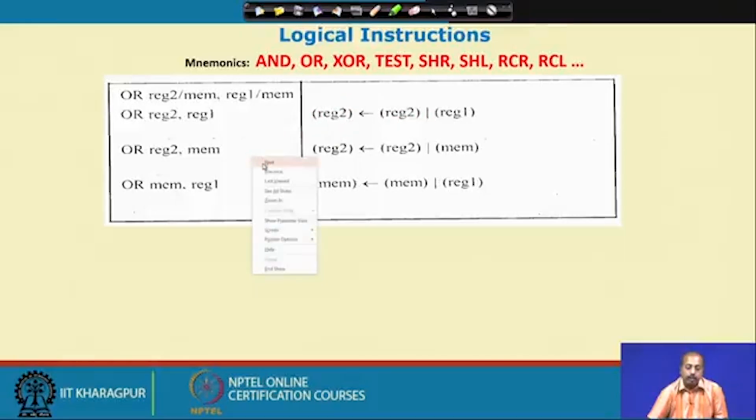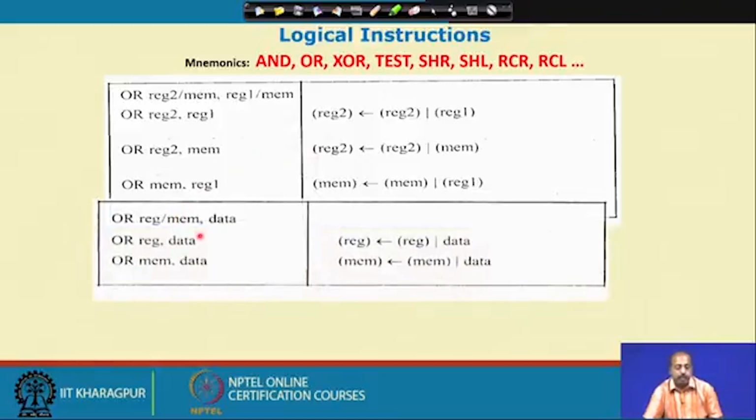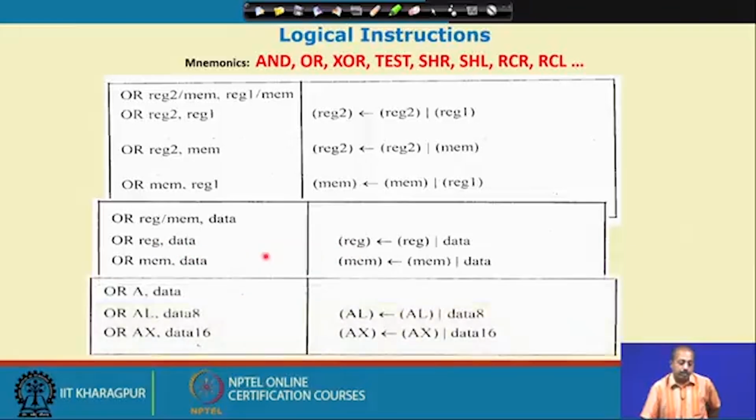You can have immediate data also, like you can write OR register or memory comma data. So, you can say OR AX comma some 16 bit data. That 16 bit data will be ORed with this register bit by bit and the result will be available in the AX register. Or, instead of writing a register, you can also use the AL register and AX register for doing the 8 bit operations of this OR.